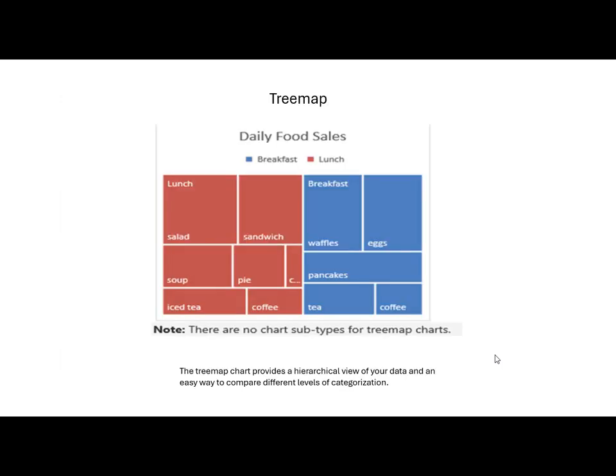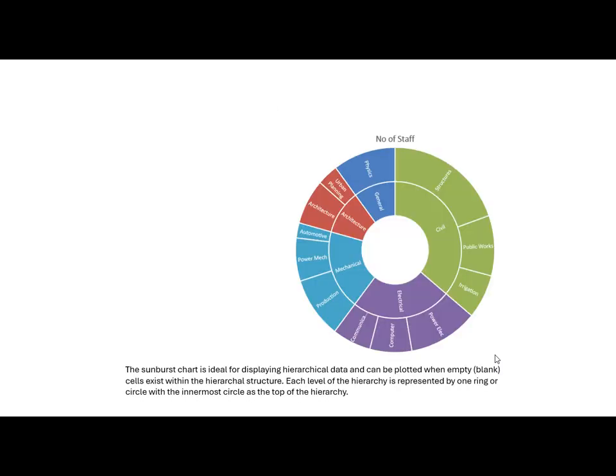Hierarchy. We have 2 types of charts to handle hierarchy. One of them is called tree map, which provides a hierarchical view of data and an easy way to compare different levels of categorization. Here is a restaurant that sells breakfast and lunch, and you can see the hierarchy of the food served in both times.